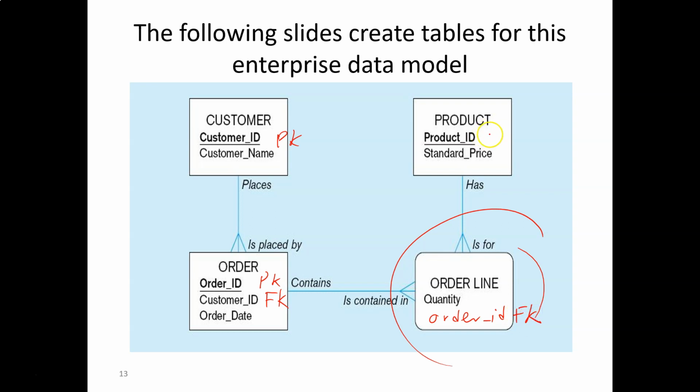And the product ID, which is a primary key in the product table, should also be a foreign key in the order line table because of the one-to-many relationships.